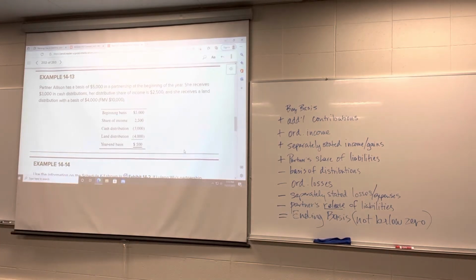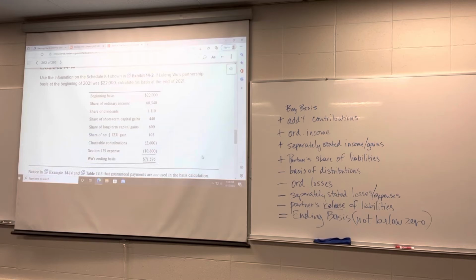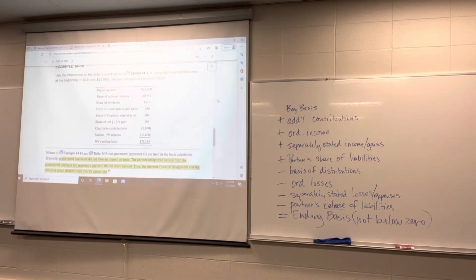So let's see. There's another example here. Okay, so there is the K1. I noticed this last night. This K1 is not very good. The K1 on the previous section. These are items that are supposed to have come from that K1. If you compare it to the K1, you'll notice that they're not exactly the same.